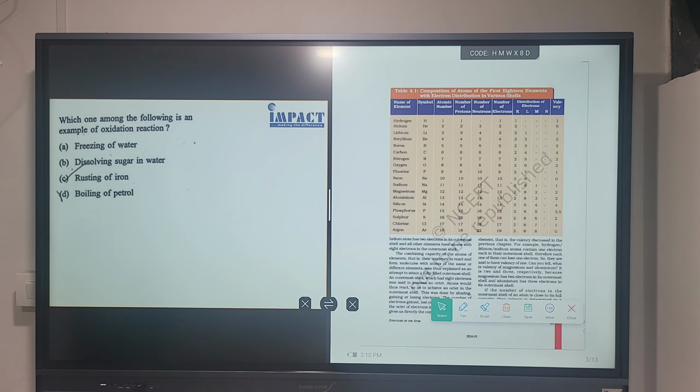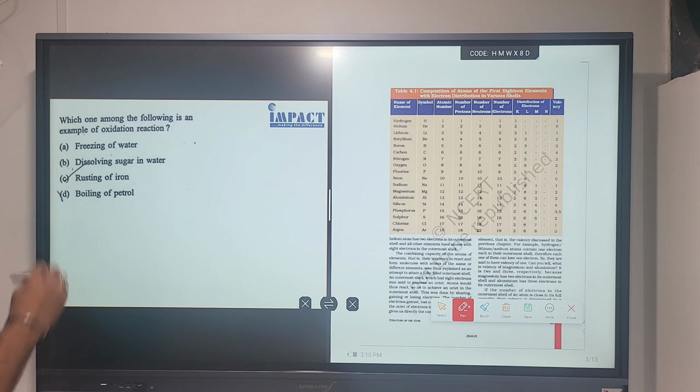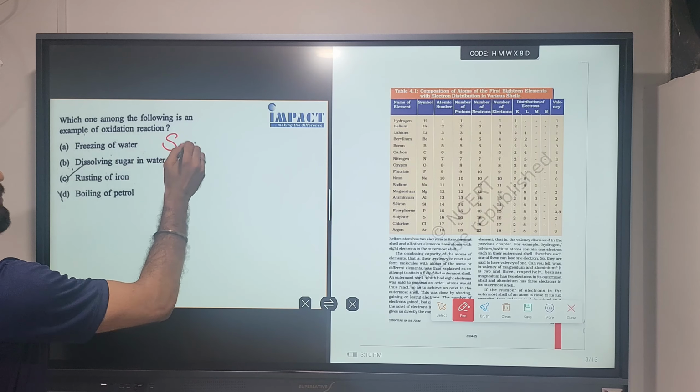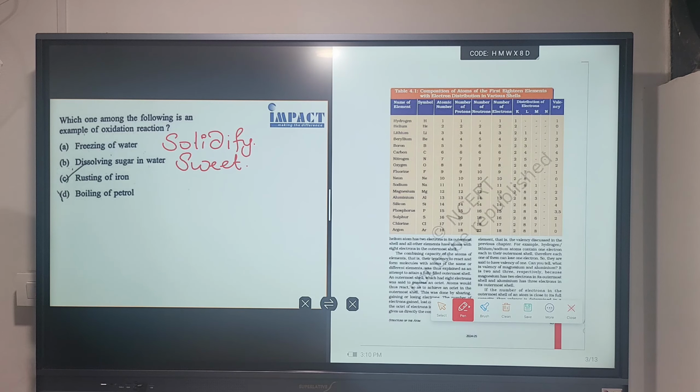Next question, which of the following is an example of an oxidation reaction? Oxidation is when oxygen is added to the compound. First is freezing of water. It is just getting solidified, nothing else is going on. Second is dissolving of sugar in water. It will make the solution sweet.